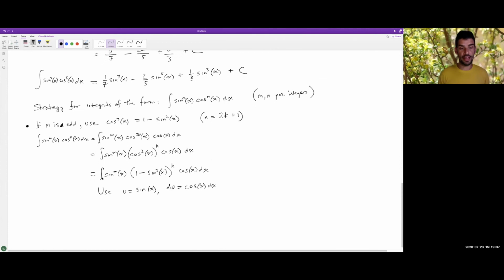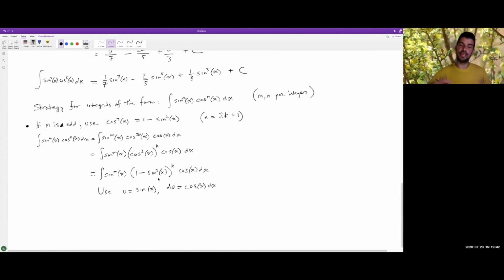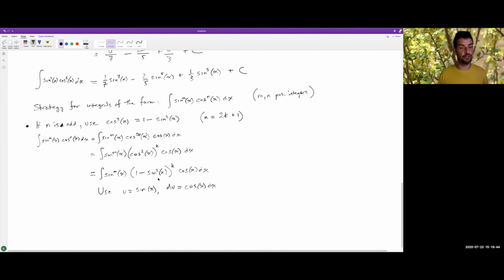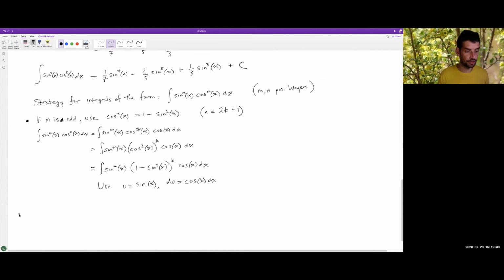When you do this, everything you have here is now powers of u. You do some expanding and some algebra, and then you can just do a very basic integral and undo your substitution at the end.